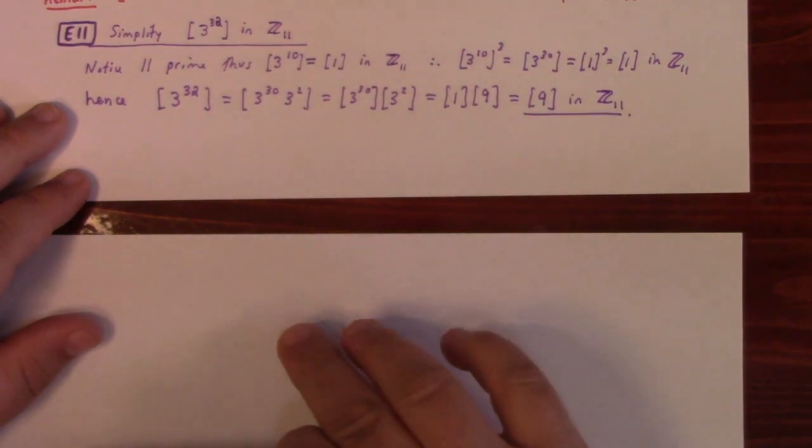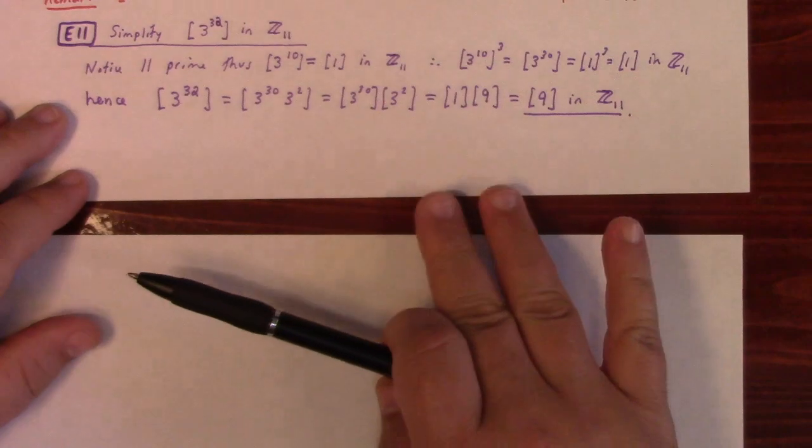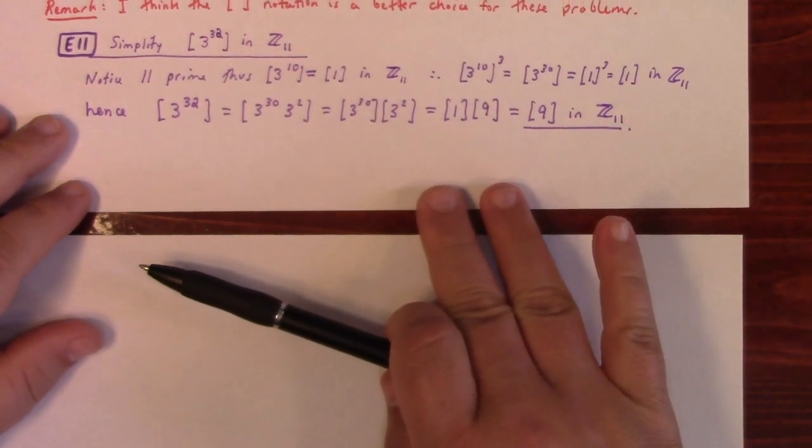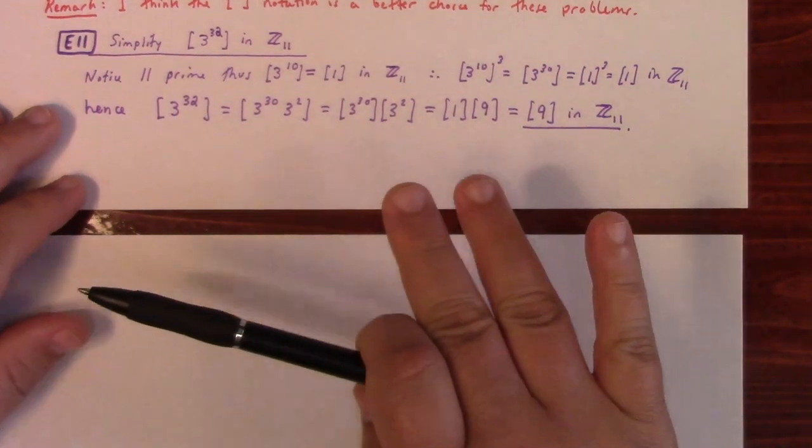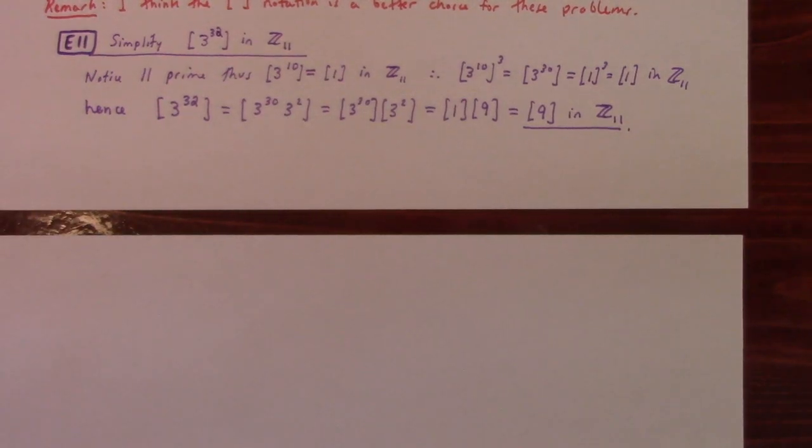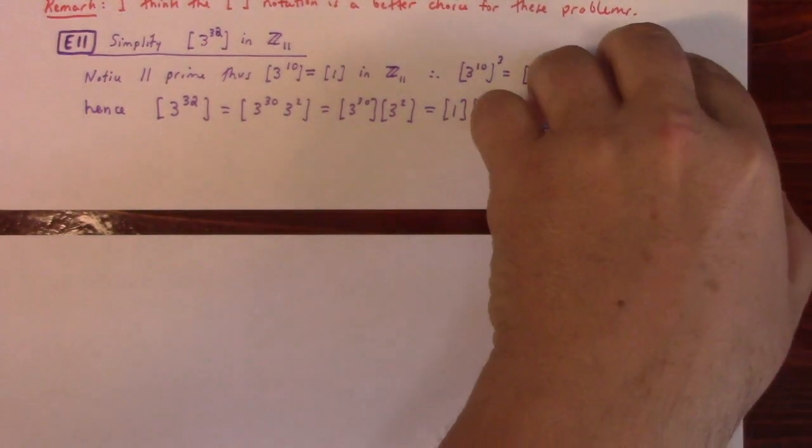So now, do you need to know Fermat's little theorem to do these simplifications? I don't think so, right? But you can see how it could be labor saving, right? Definitely.